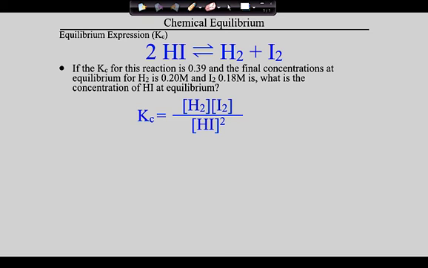That said, so Kc is 0.39. Here's the concentration of H2, the concentration of I2. What is the concentration of HI? So let's set this up. They gave us the Kc value, 0.39. Then they gave us the molarities of the H2 and the I2. And it's asking us, what is the concentration of HI? So guys, that becomes our X.